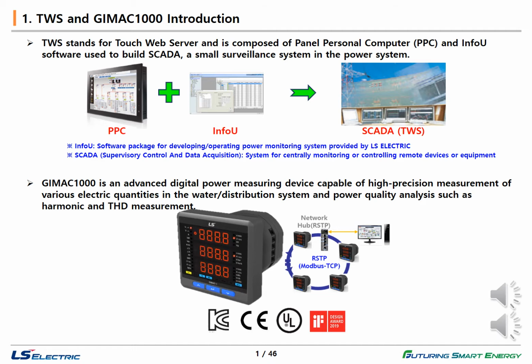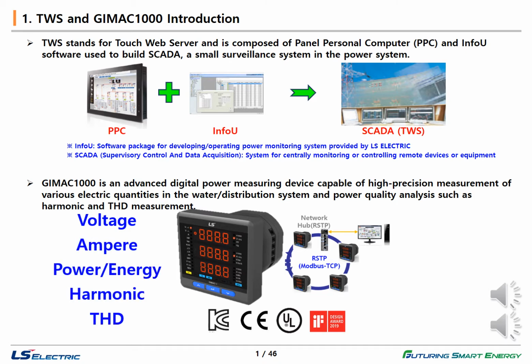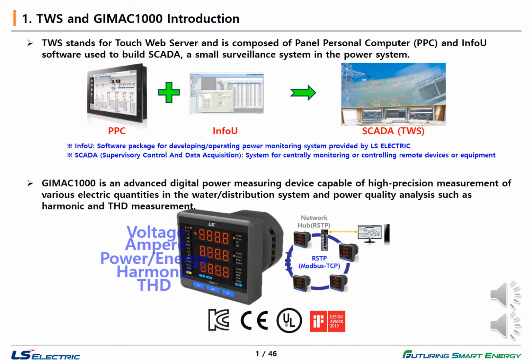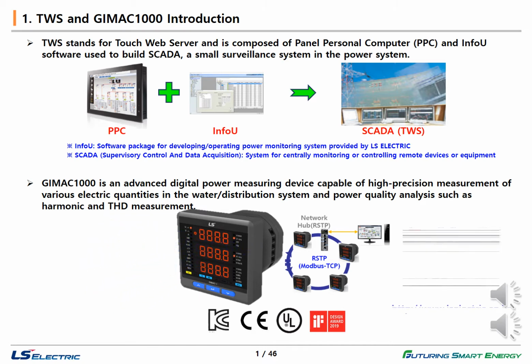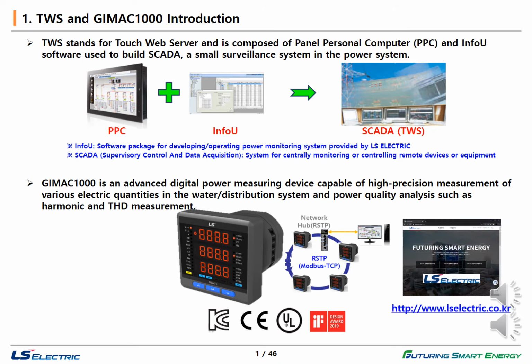Whereas GIMAC1000 is an advanced digital power measuring device that measures various aspects of electric quantities to analyze power quality, such as high precision measurement, harmonics, THD, etc. In order to find out more information about GIMAC1000, please visit the LS Electric website and refer to the catalog and the user's manual.